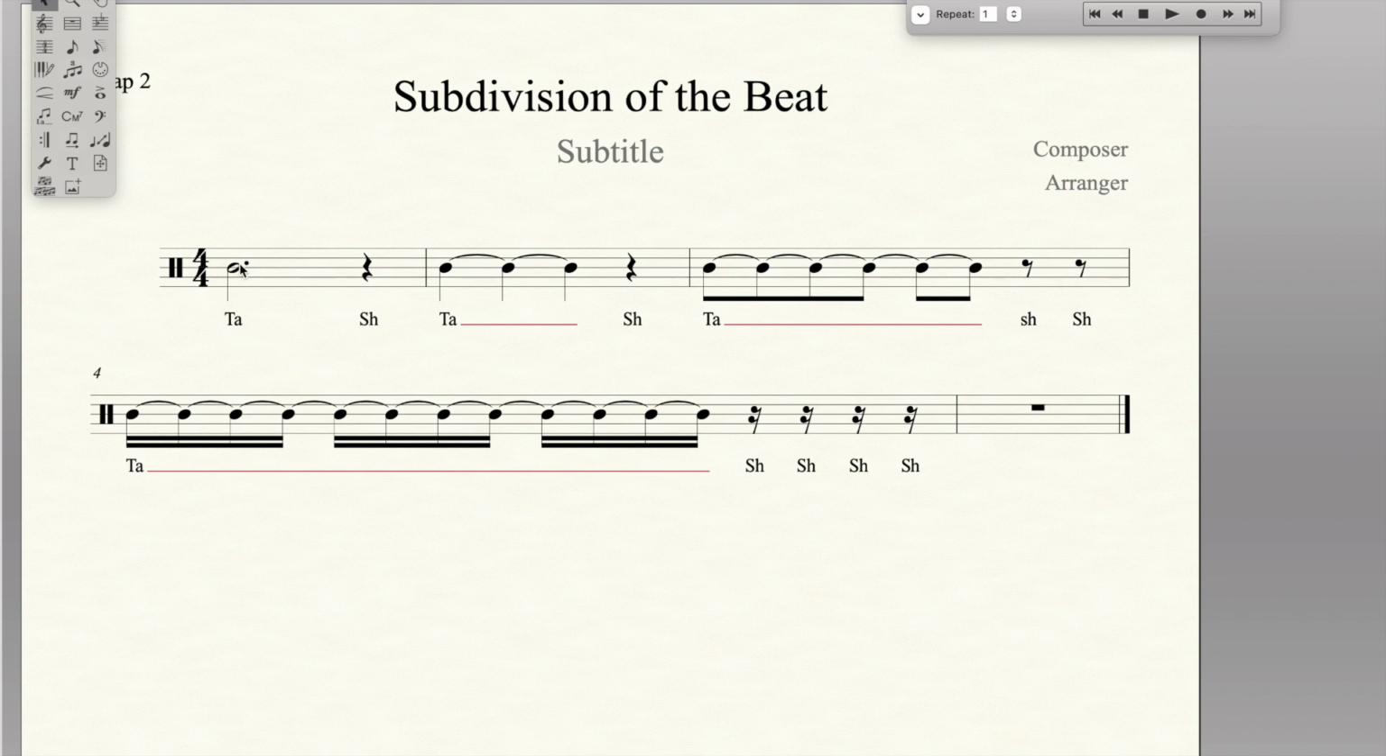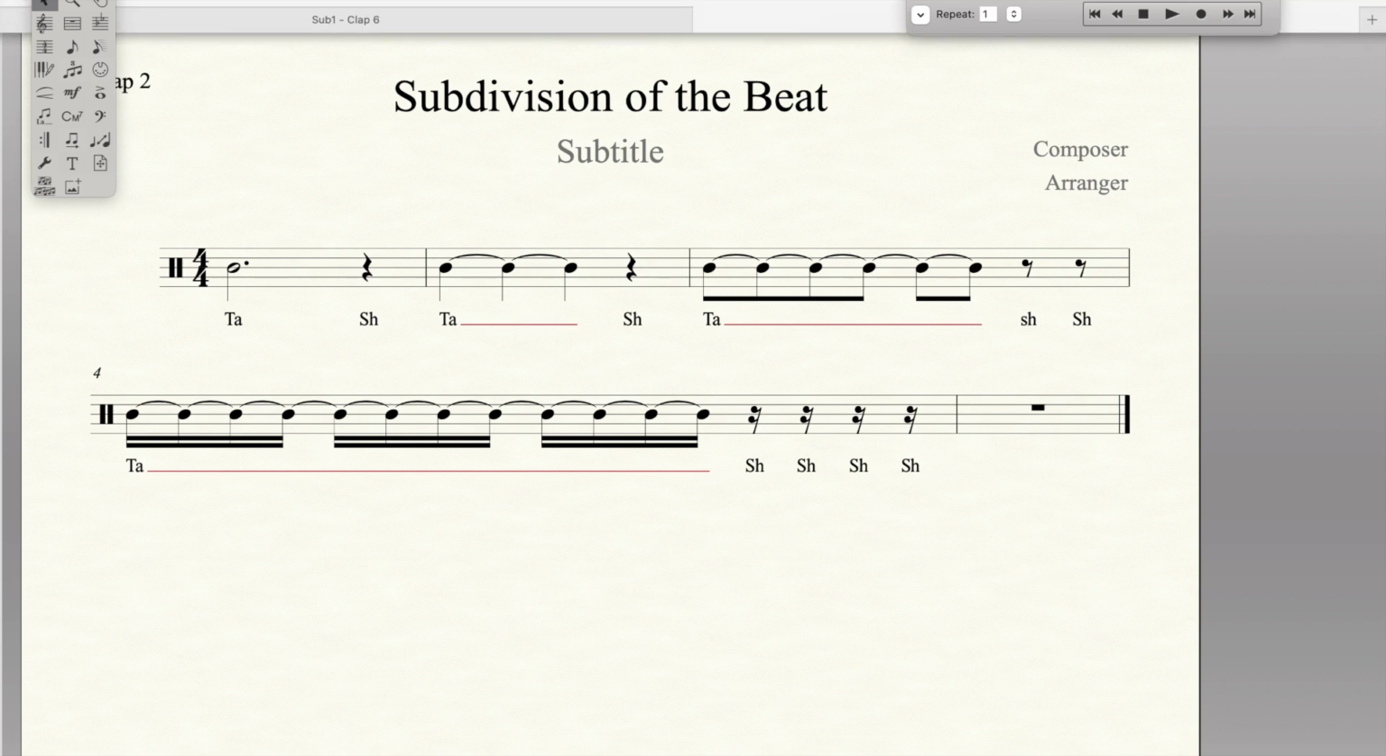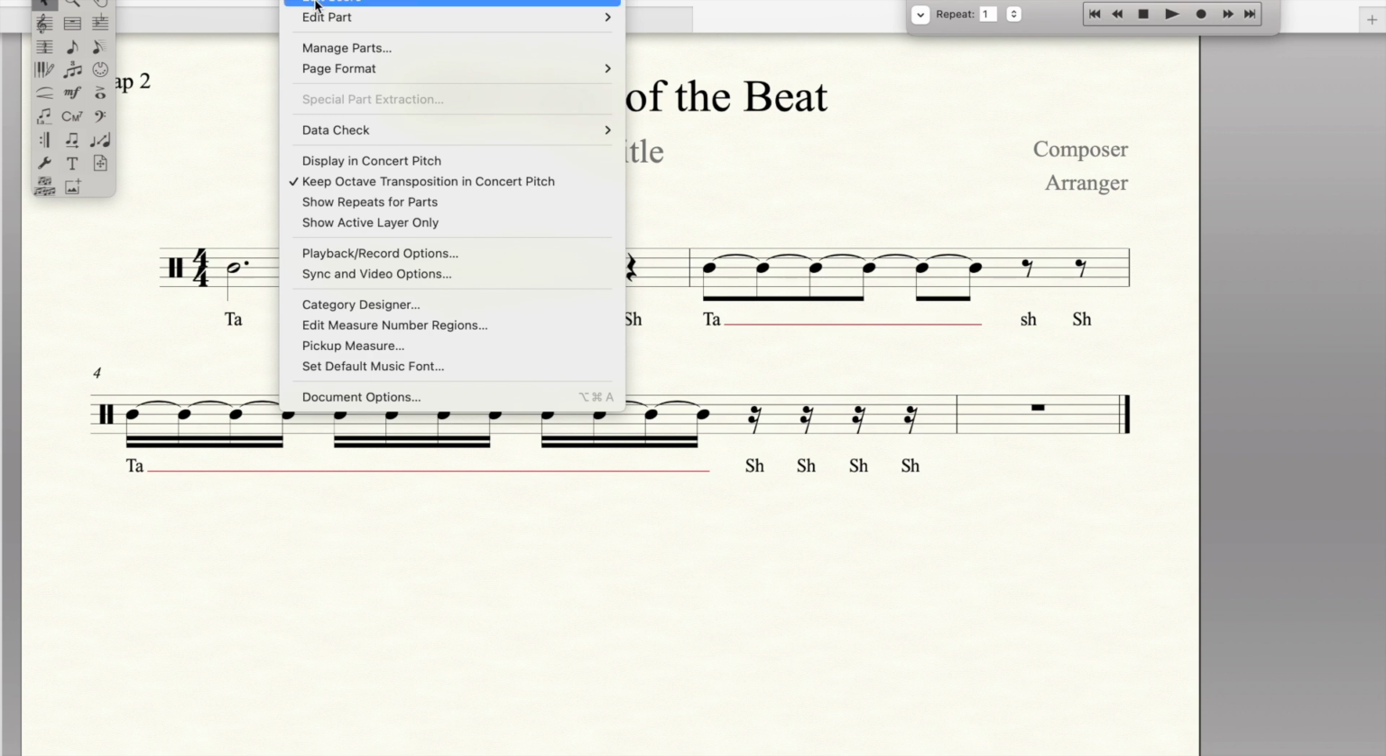So I'm going to go ta sh ta sh. Ta, sh, sh, ta, sh, sh. Because the rests take up the same amount of space and time as the notes. I'm just vocalizing where they are. This is a fairly simple example. Let's move on. And again, take your time to pause it and try it on your own.